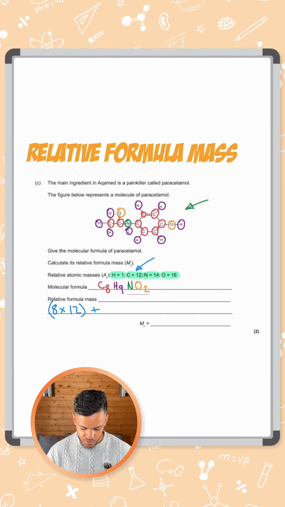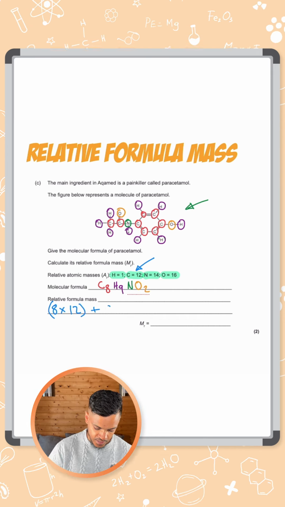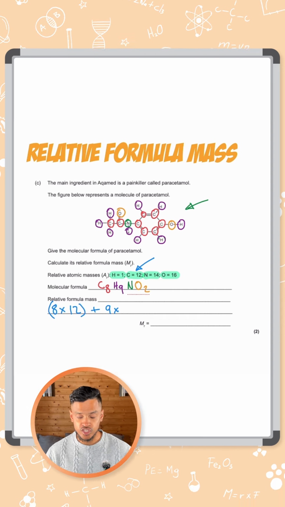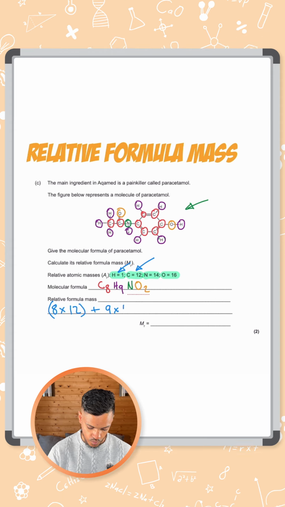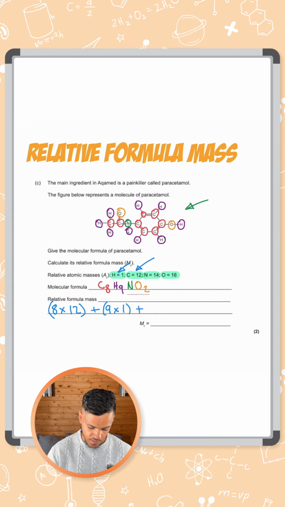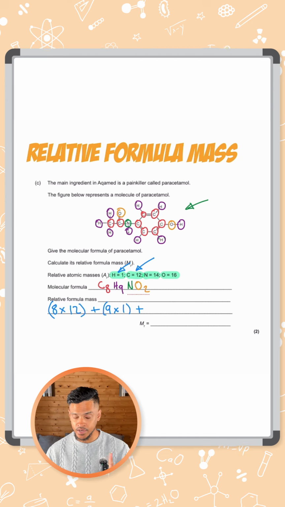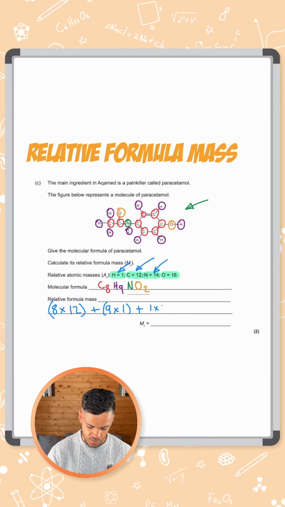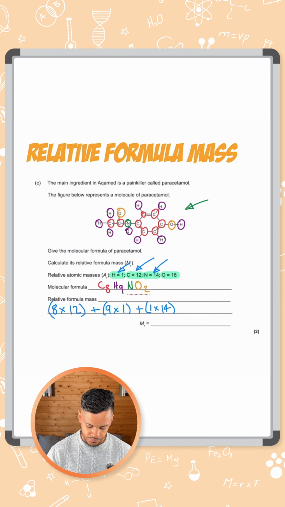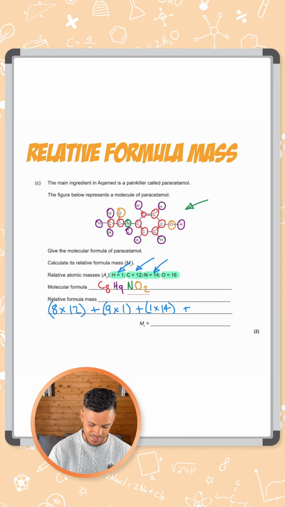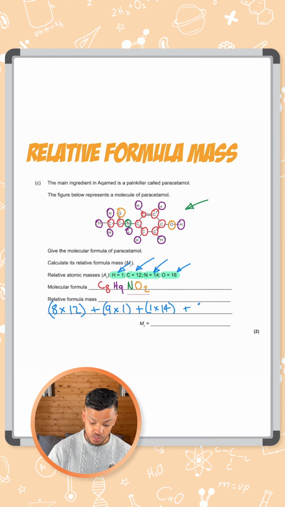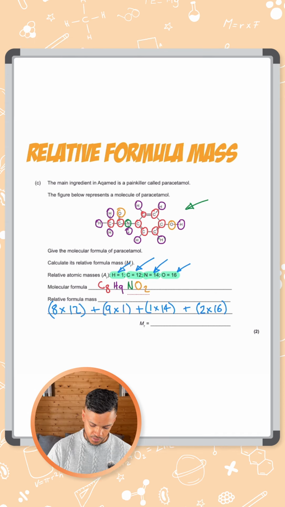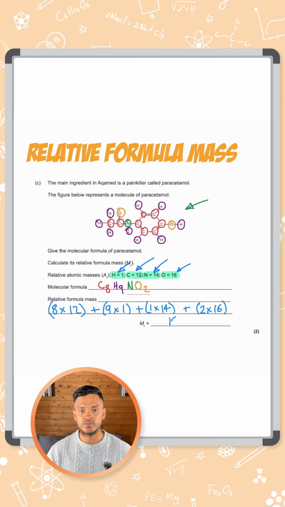Plus hydrogen. So how many hydrogens have we got? We've got 9 hydrogens in our molecular formula. We're going to multiply that by the atomic mass of hydrogen, which is given here as 1. So 9 times 1. Plus, let's do nitrogens next. We've only got 1 nitrogen here. So we're just going to do 1 times the relative atomic mass of nitrogen, which is 14. Plus oxygen. Finally, we've got 2 oxygens. That's 16. There's 2 of them. So it's going to be plus 2 times 16. Now, when you add all of that up, put it in your calculator, you should get an answer of 151.